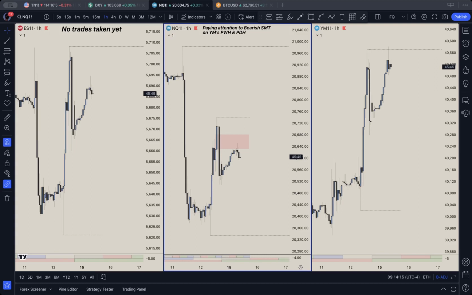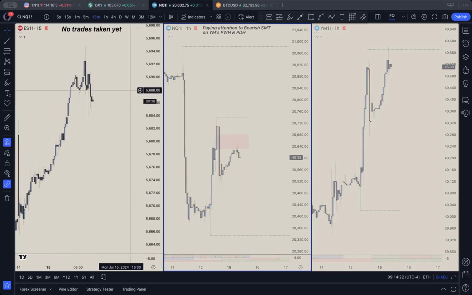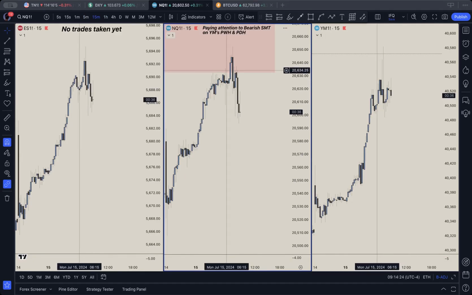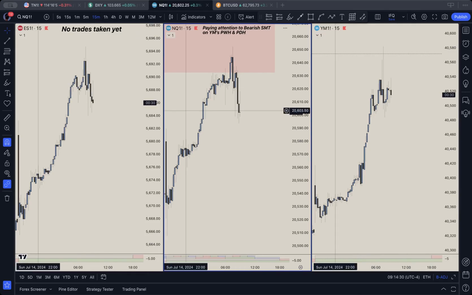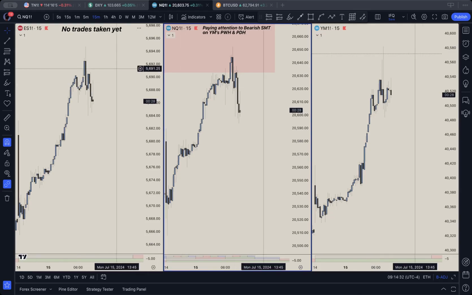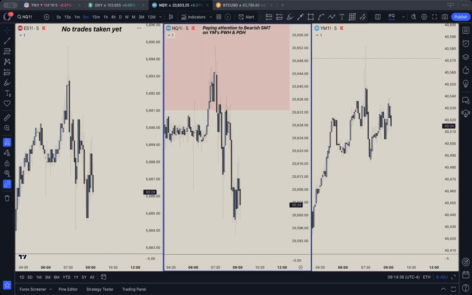Stacked SMT right now in the lower time frame is a possible reaction for Asia low as a draw on NQ. Let's take a look. Honestly, I'm not even interested in PA right now. You can look at the lower time frame SMT, on the 5 minute or even lower than that.